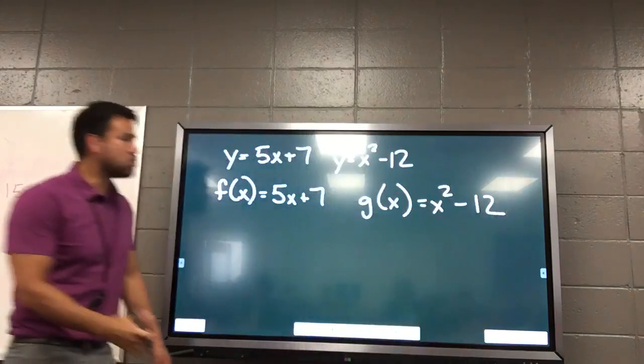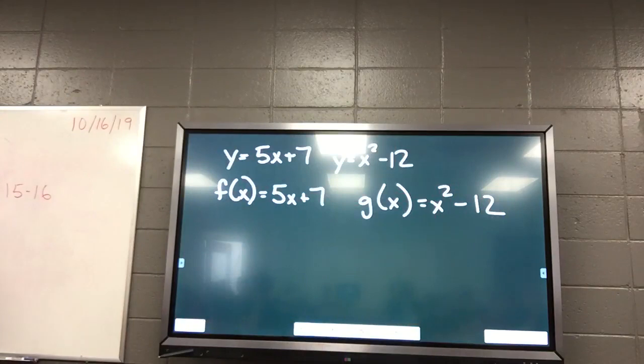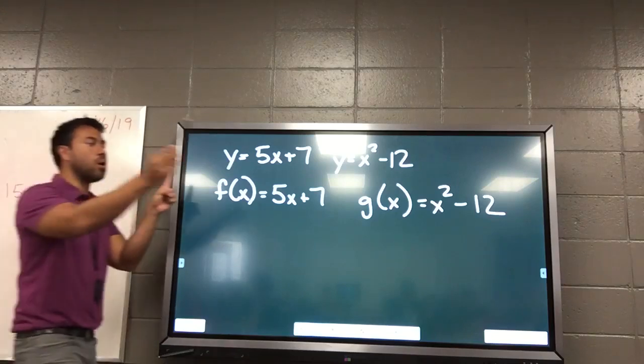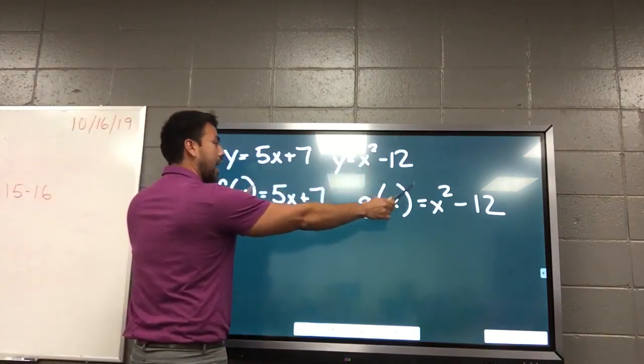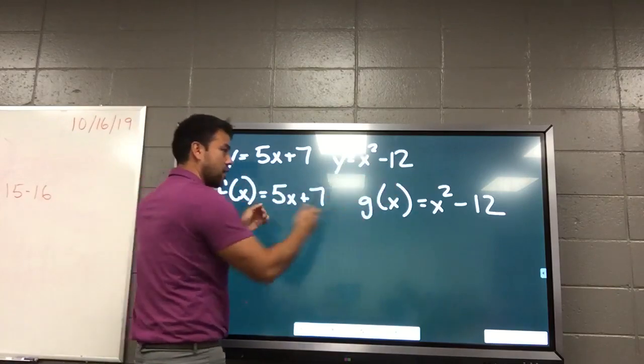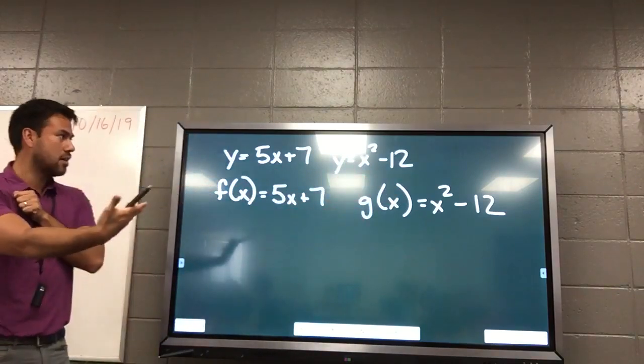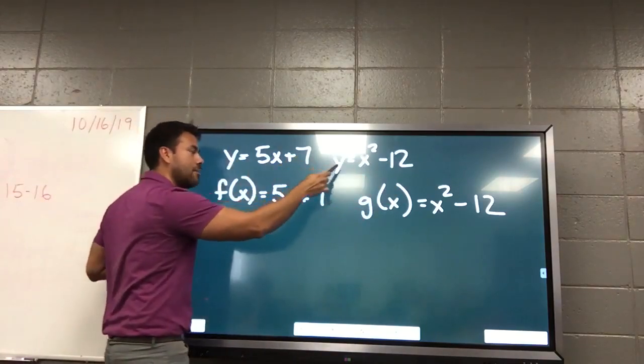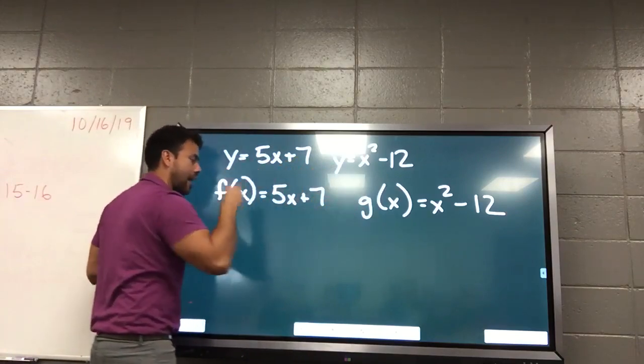now I say find g of x, which one are you looking at? The one to the right. If I say f of x, which one are you looking at? The one to the left. I'm saying that these are both functions, and this is f of x and this is g of x. I'm distinguishing the y's. They're both y, but now you can say clearly, that's f of x and that's g of x.